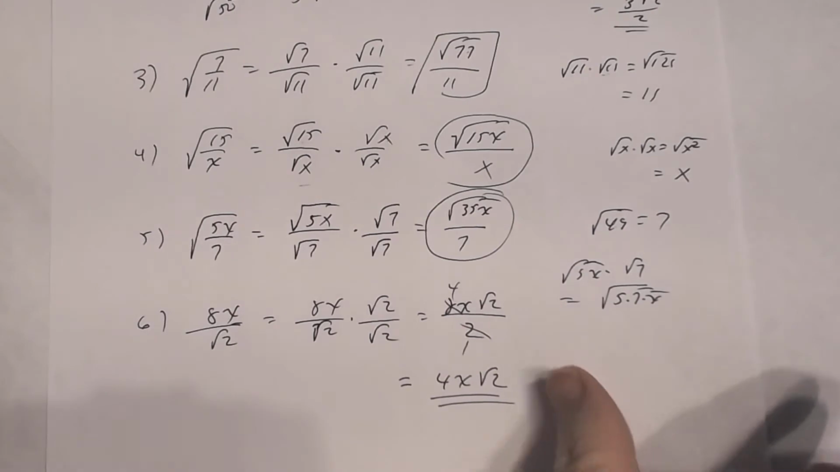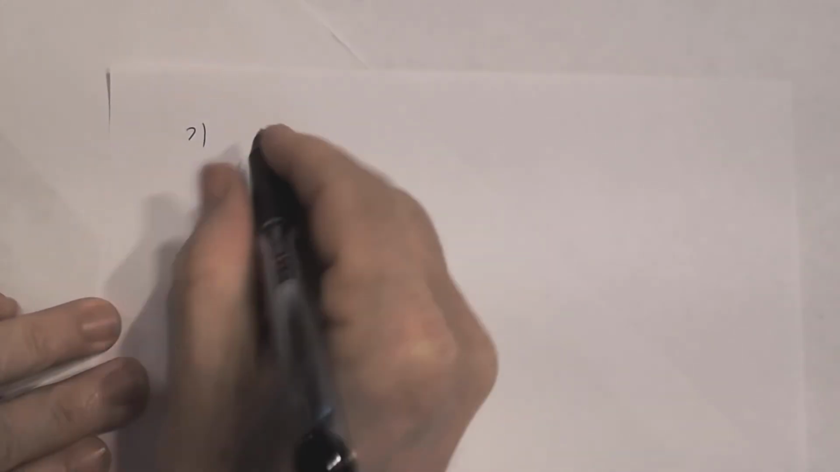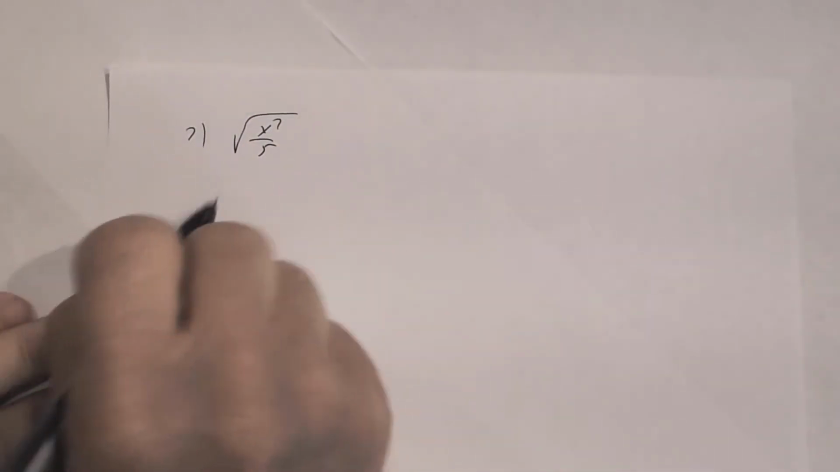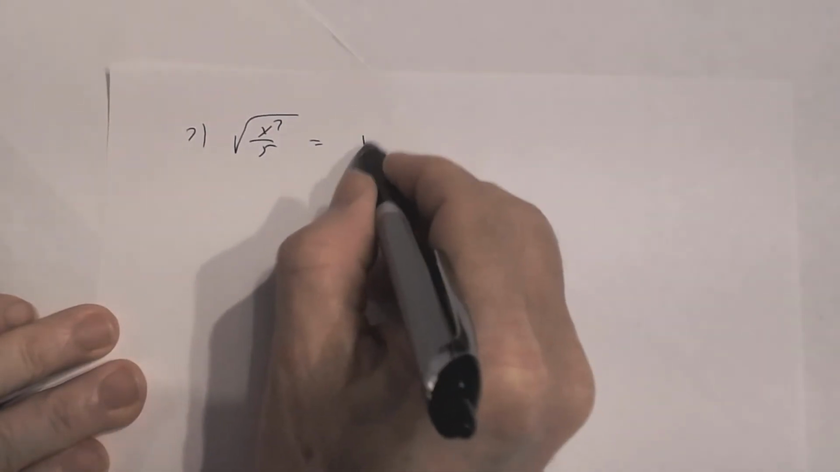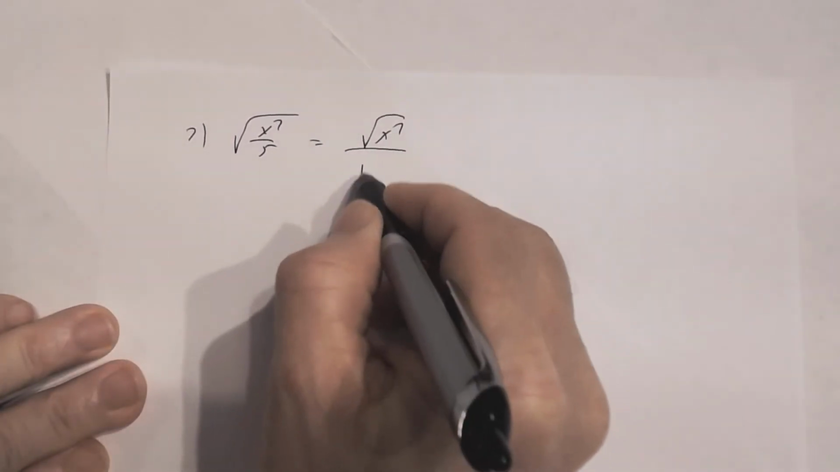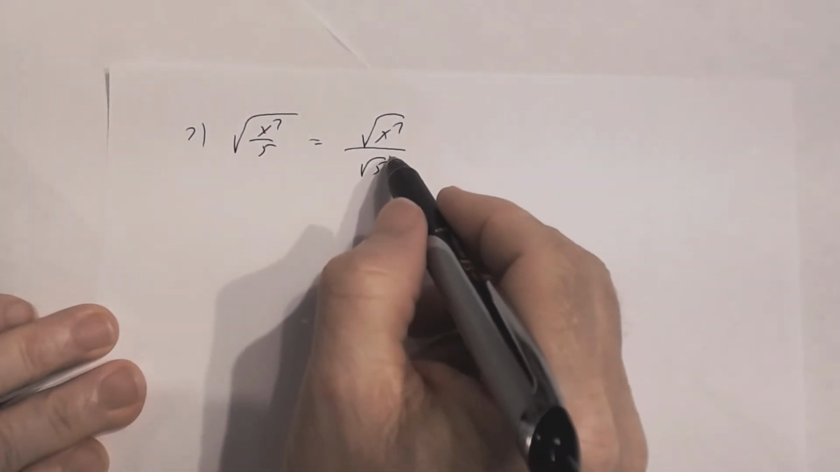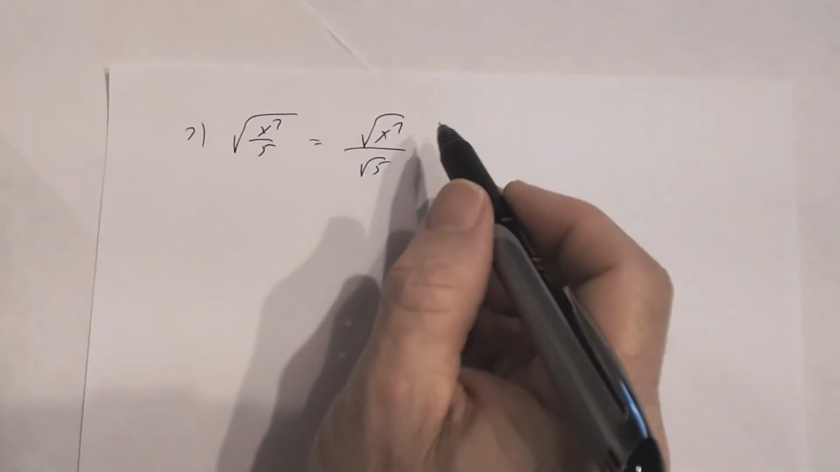All right, number 7. Now number 7, we have the square root of x to the 7th divided by 5. Using the quotient rule, I can write this as the square root of x to the 7th divided by the square root of 5. Okay? Now notice right away I can do several things if I want to.